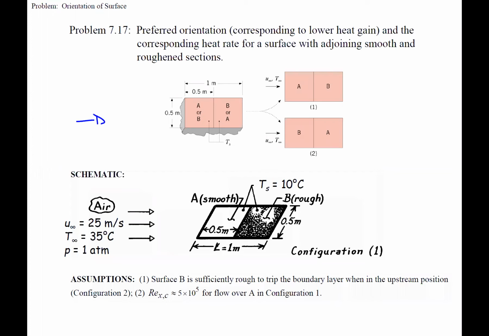Okay, so we have smooth surface A, and then we have rough surface B. And they want to decide whether they want A first, or B. Basically flipping it around and have B first. Okay, but they want to lower the heat gain, right? So lower the heat gain. So minimize convection heat transfer.